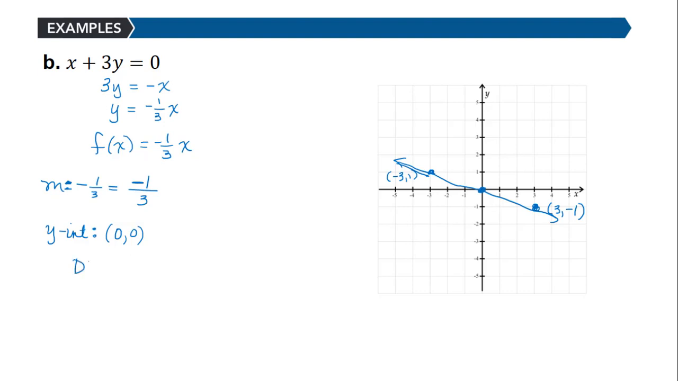The domain, again, extends infinitely in each direction. It's negative infinity to infinity. The range, from bottom to top, extends infinitely in each direction to get negative infinity to infinity. And is this line increasing, decreasing, or constant? Well, it is going down from left to right, which tells us that the line is decreasing, which we knew because of the negative slope as well.